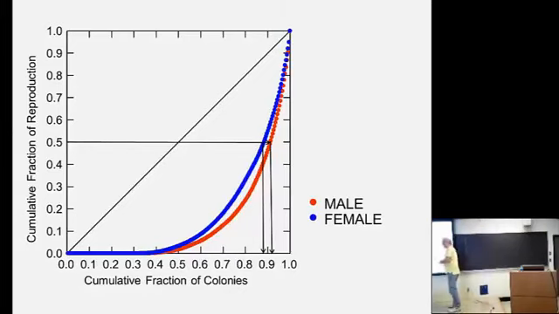Now, that suggests there are tremendous differences in fitness among colonies. Some colonies are really important to the overall reproductive output of that population. Other colonies just aren't terribly relevant. There's a little bit of a difference between males and females, but the point you should see here is that there are really big differences among colonies.